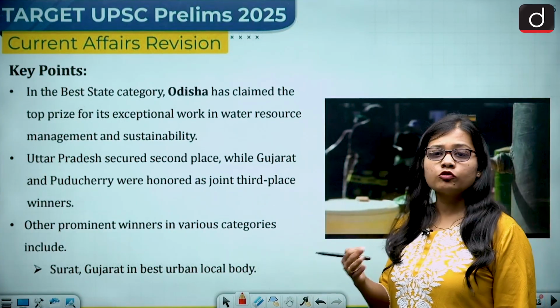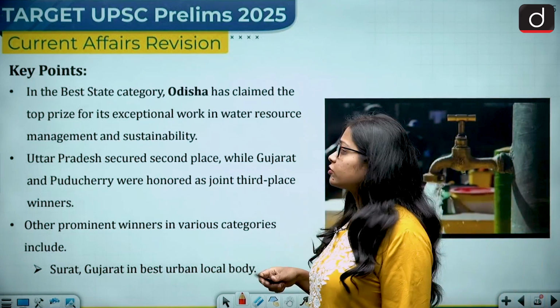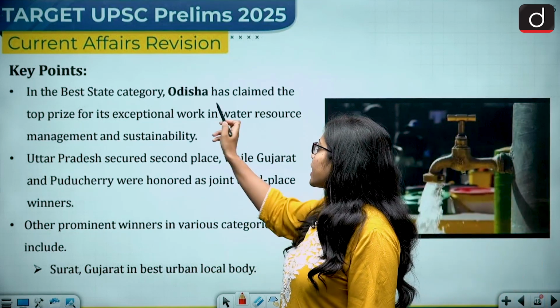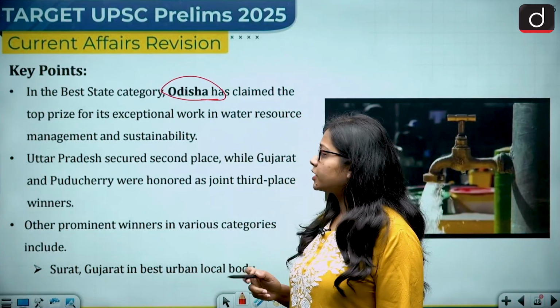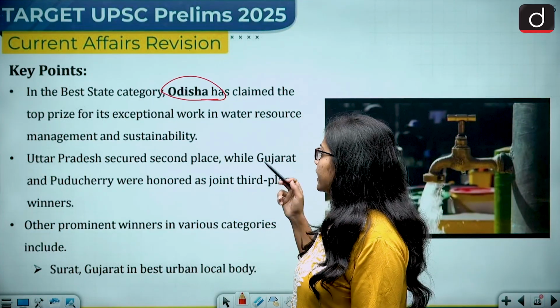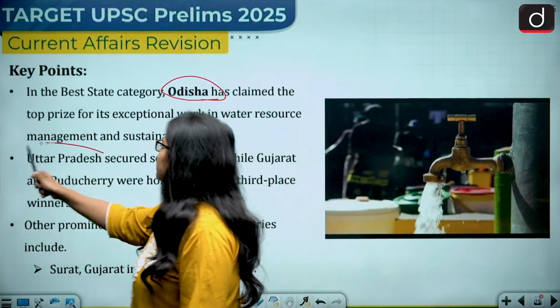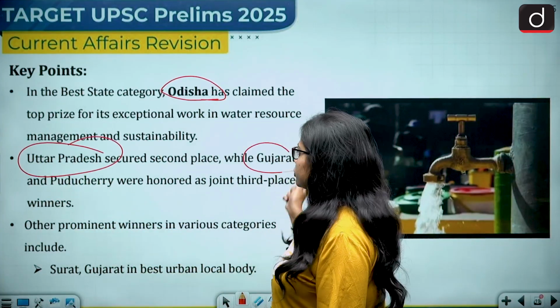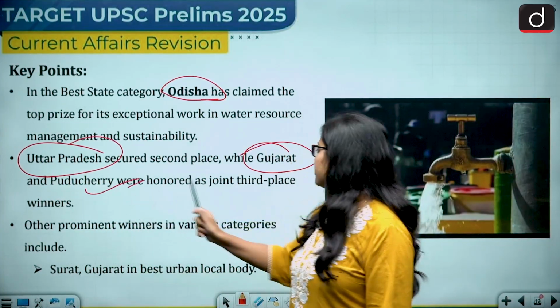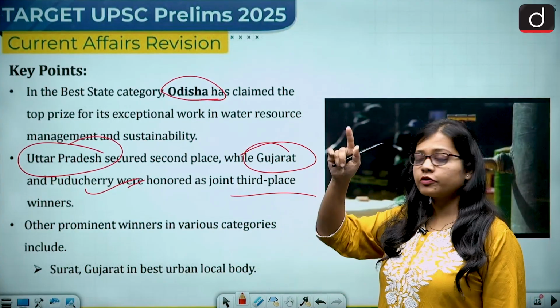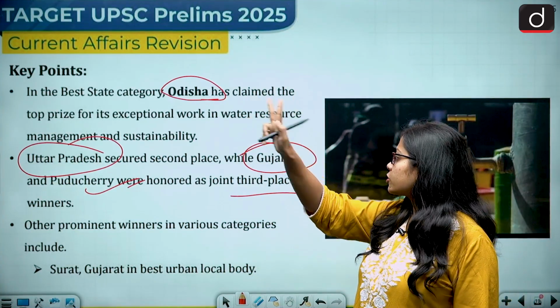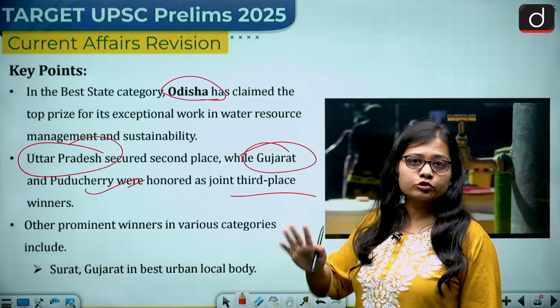Then what are a few of the key points? In the best state category, Odisha has claimed the top prize. Then Uttar Pradesh has secured the second rank. Gujarat and Puducherry were honored as joint third place winners. So first place is Odisha, second is Uttar Pradesh, third is Gujarat and Puducherry.